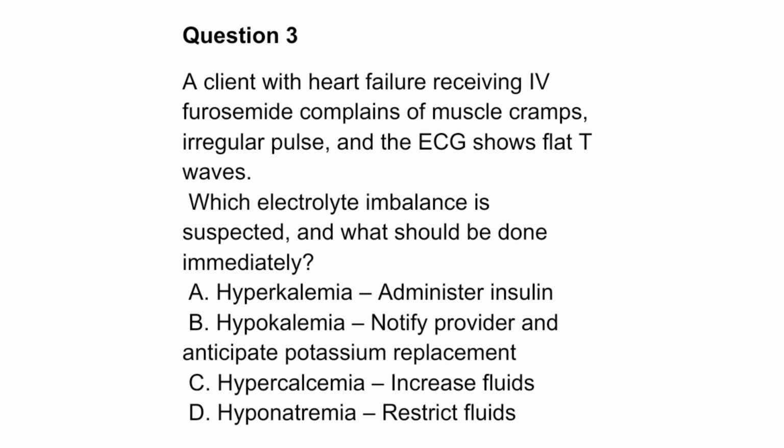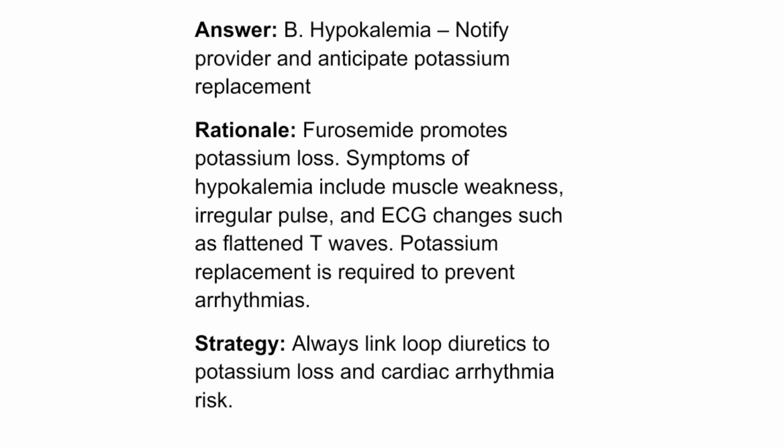Question 3. A client with heart failure receiving IV furosemide complains of muscle cramps, irregular pulse, and the ECG shows flat T waves. Which electrolyte imbalance is suspected, and what should be done immediately? A. Hyperkalemia, administer insulin. B. Hypokalemia, notify provider and anticipate potassium replacement. C. Hypercalcemia, increase fluids. D. Hyponatremia, restrict fluids. Answer: B.